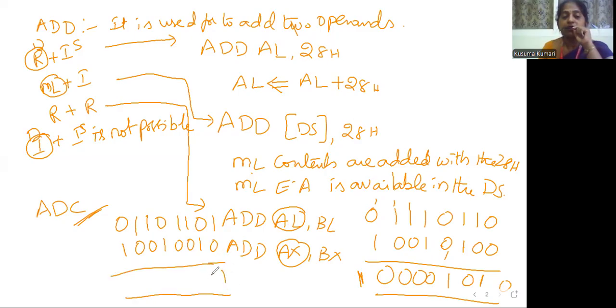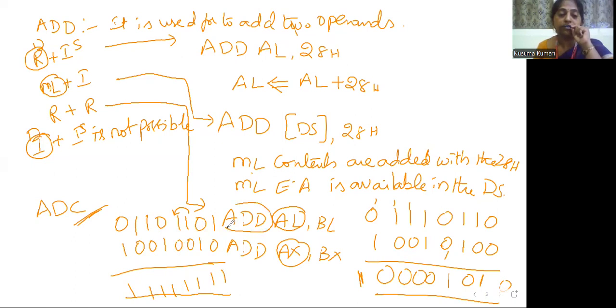So simply 1 1 1 1 1 1 1 1. Here no carry is generated from one position to another position. That means no carry is generated, so it is a simple addition.